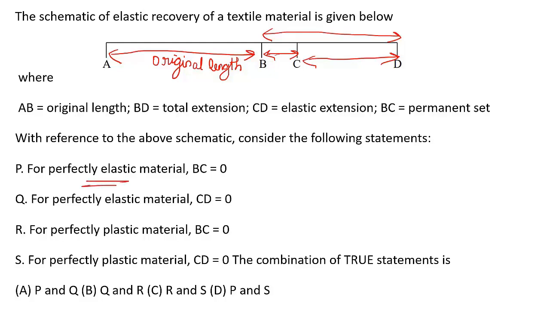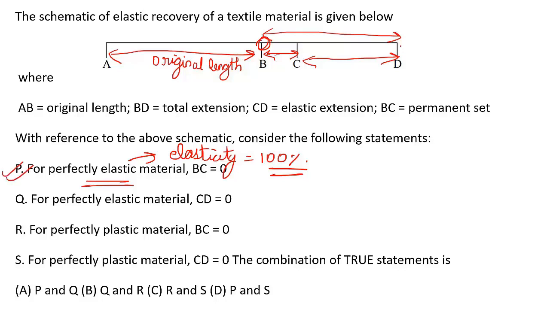For a perfectly elastic material, elasticity is 100%, so 100% is recovered. If 100% is recovered, BC would be 0, and it reaches point D and then comes back to point B. There is no permanent set in the case of a perfectly elastic material. So it is a correct option.